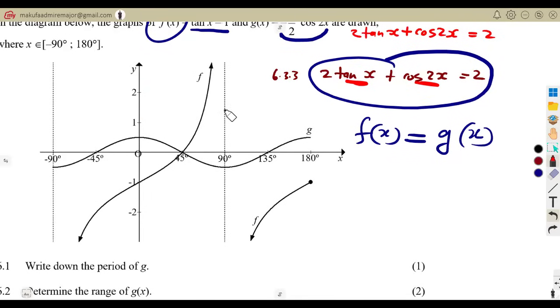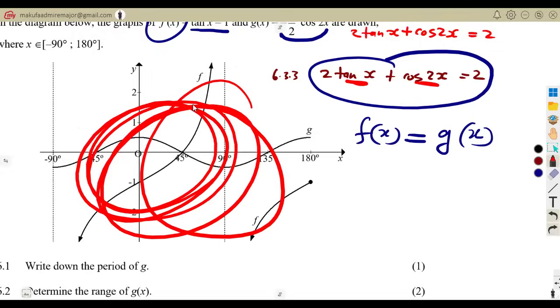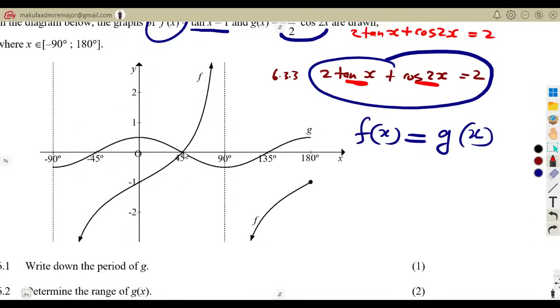Where is it that we see the two graphs intersecting? Because they're saying use the graphs. Use it from here. Where are we seeing our graphs intersecting? These two graphs, they meet here. That is where they intersect. At what? At 45 degrees. The x value is the one that we need. So therefore, our x was going to be 45 degrees, at the point of intersection where the two graphs intersect.